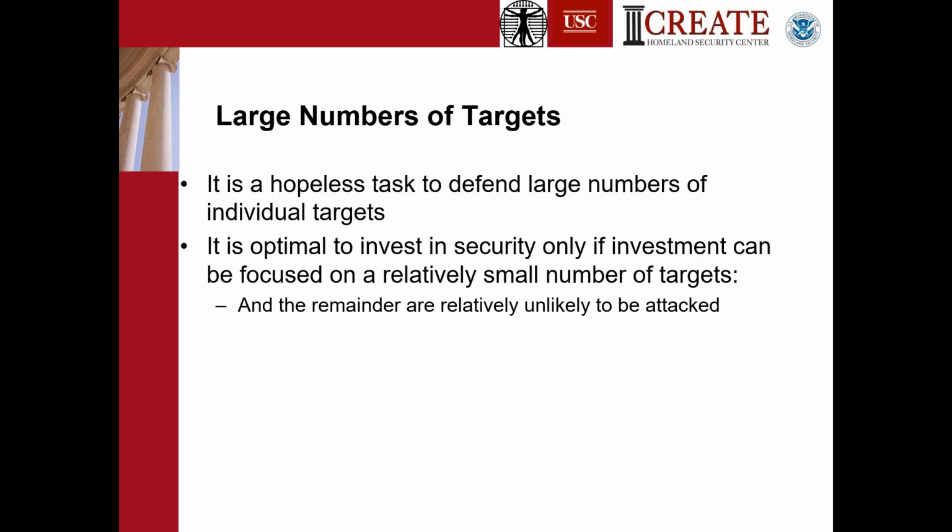With large numbers of targets, another insight from game theory is that it's essentially hopeless to defend large numbers of targets individually. It makes sense to invest in target protection only if we can identify a relatively small number of targets that we think are at the most risk and agree that the remainder are relatively unlikely to be attacked and so will not be defended.